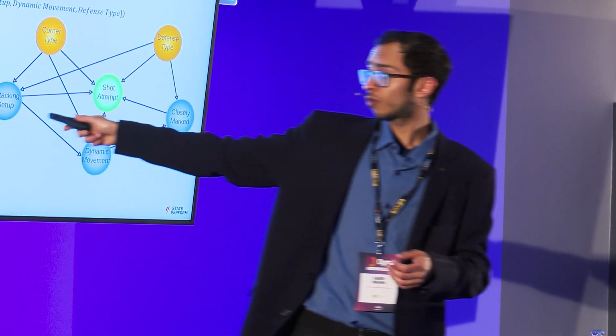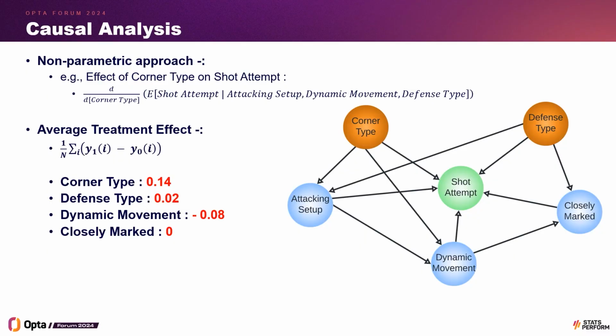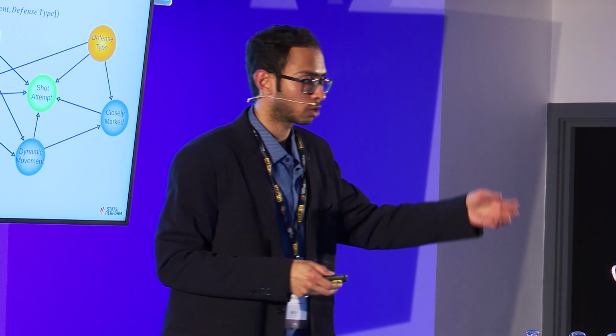The value 0 for closely marked tells us that whether the attackers were closely marked or not did not have an impact on them getting their shots off. They were able to get shots off equally well when they were closely marked and also when they were not.